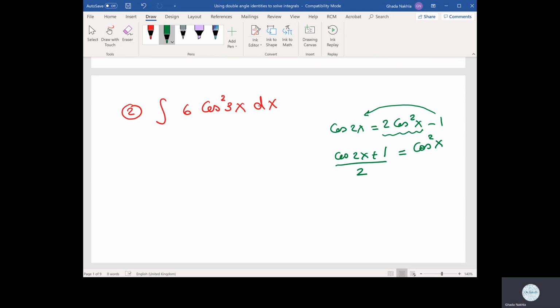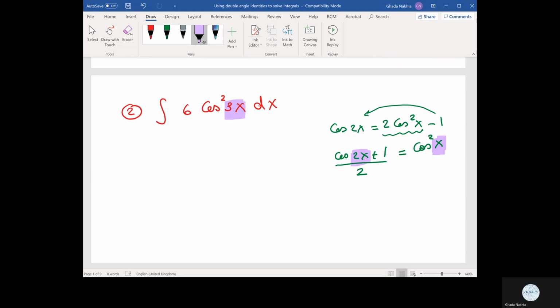Therefore, divide both sides by 2. So cos squared x will be (cos 2x plus 1) divided by 2. Okay, now we need to be careful. This is double angle. This is single angle. Okay, right? So in this case, I have cos squared 3x.